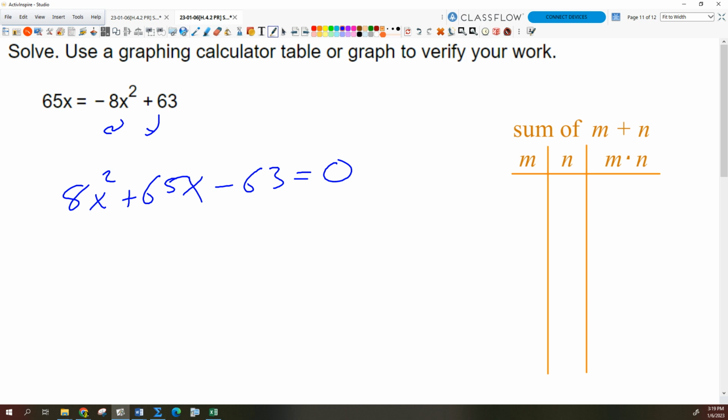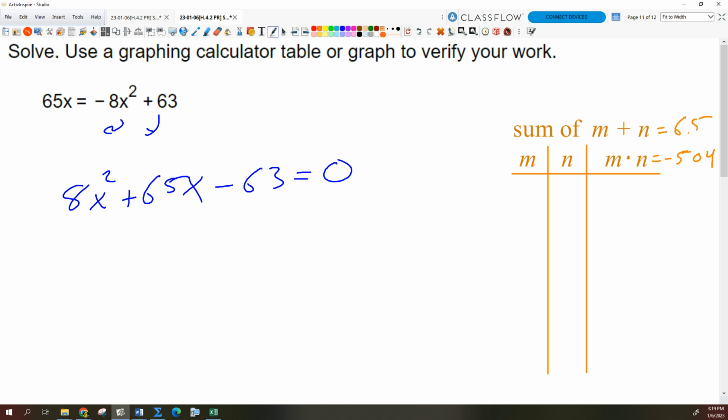Can't, right? Okay, so this is one where we're going to have to factor by grouping. We're not going to use slip and slide. We'll factor by grouping. So what do the numbers have to multiply to? They have to multiply to 8 times negative 63, so that's going to be negative 504. What do they have to add to? 65, okay?